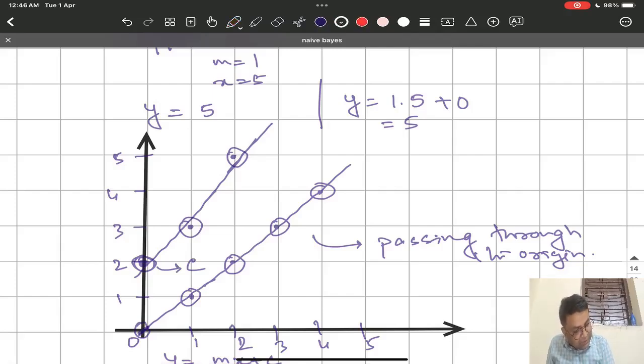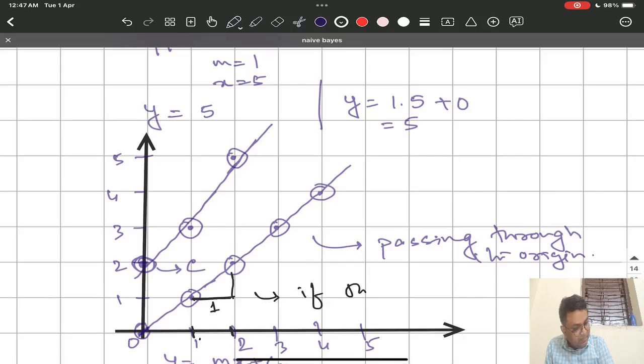Can you see this? This is 1. This is 2. So what is the difference? The difference is 1. This one is 1, 1 to 2, the difference is 2 minus 1, which is 1. Now, if the value is changing in x, what is the change in y?